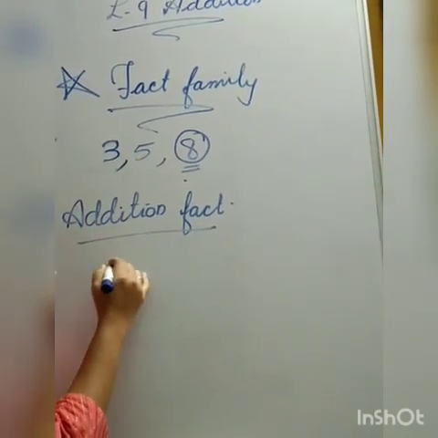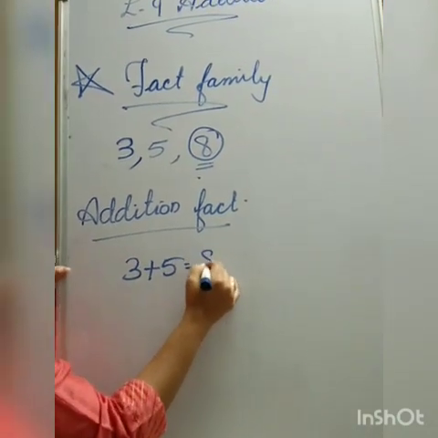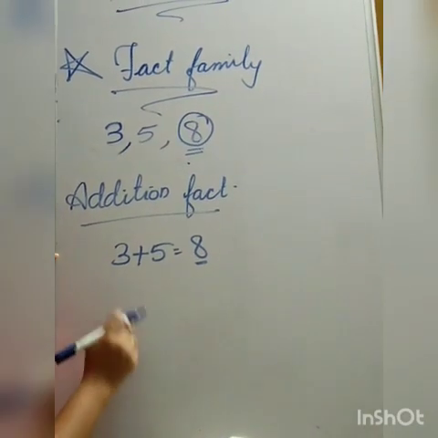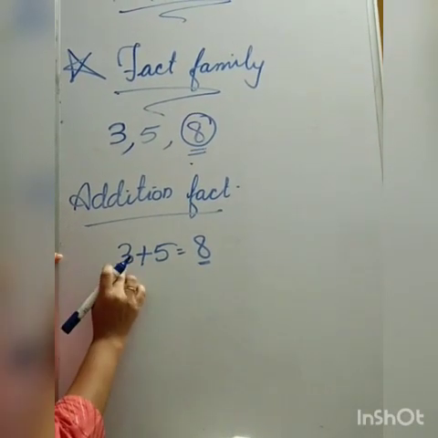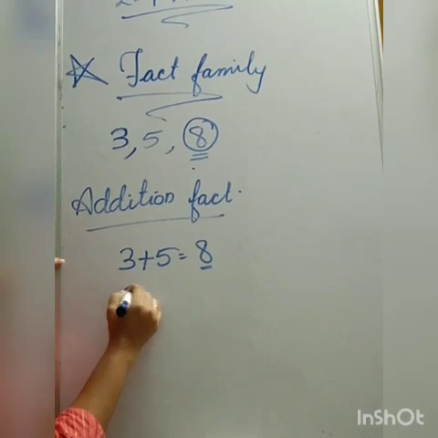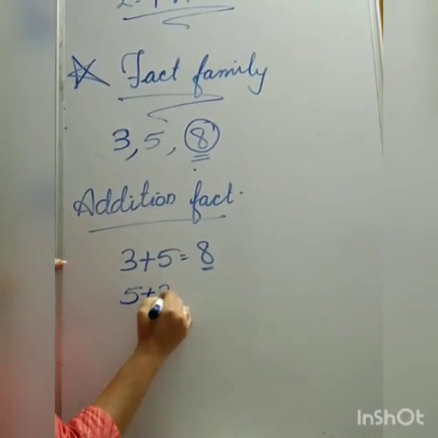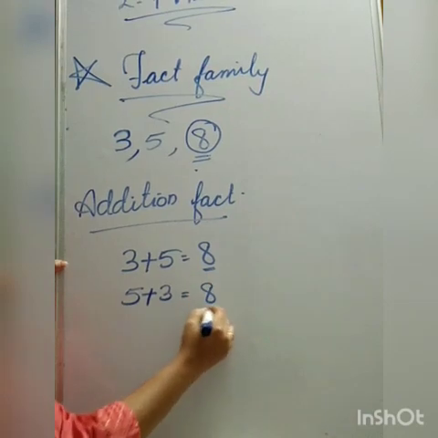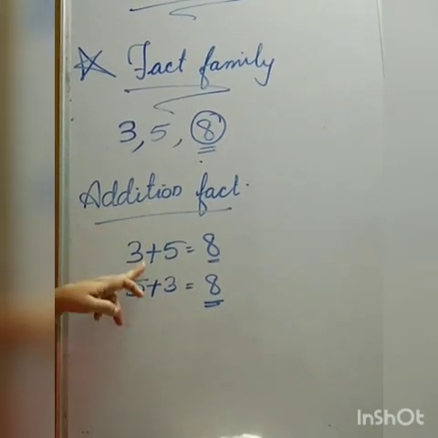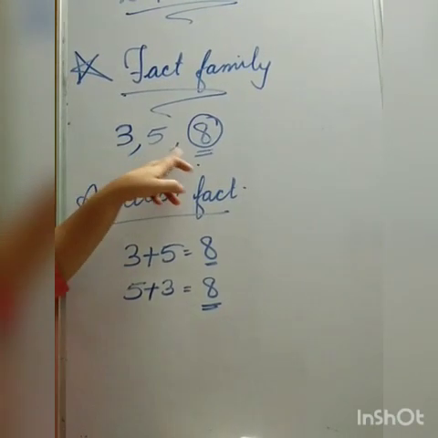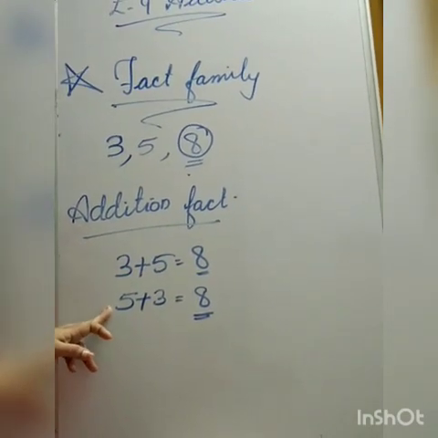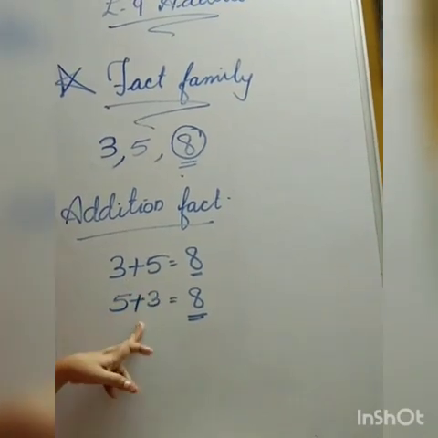See, 3 plus 5 is equal to 8. Here the biggest number came as an answer. Or you have to arrange the first two numbers. You have to change the first two numbers. That means 5 plus 3 is equal to 8. This is known as addition fact. Here I used only these numbers. By using these numbers, I arranged the numbers and made it an addition fact.